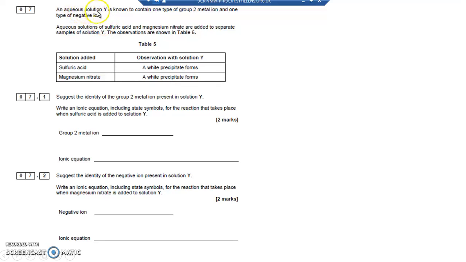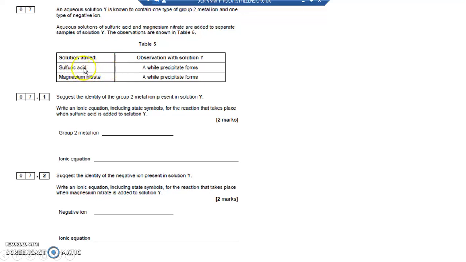Question 7. A solution Y is known to contain one type of group 2 metal ion, so something like magnesium, Mg2+, or calcium, Ca2+, and one type of negative ion. Aqueous solutions of sulfuric acid and magnesium nitrate are added to separate solutions of Y. The observations are shown in Table 5.